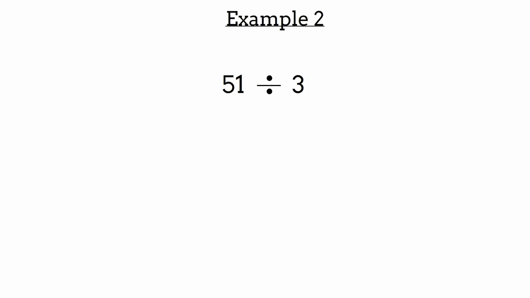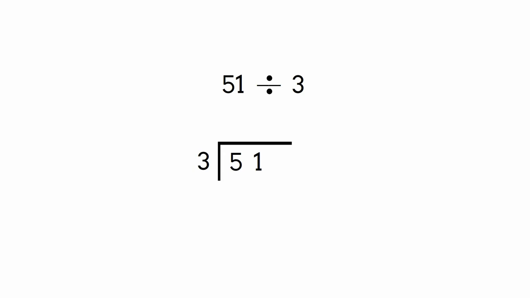Here's another example, 51 divided by 3. As usual, we draw our bus stop first, 51 goes in and 3 stays out. We are going to start with the first number, 5. Can 3 go into 5? Yes. How many times? 1 time, remainder 2. Now we're left with 21. How many 3's in 21? 7. There are no remainders, so that's our final answer. 51 divided by 3 equals 17.